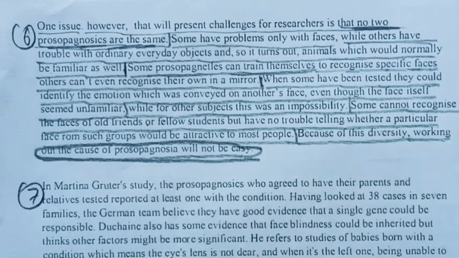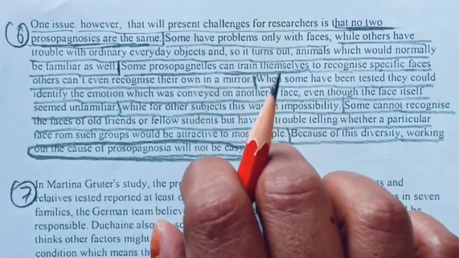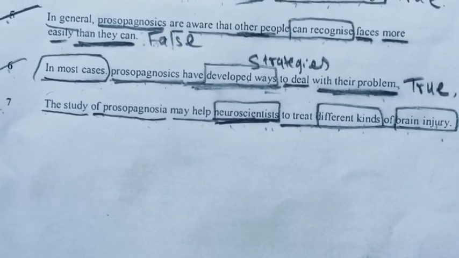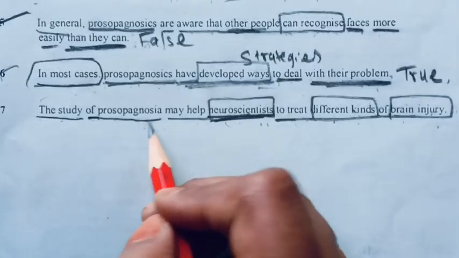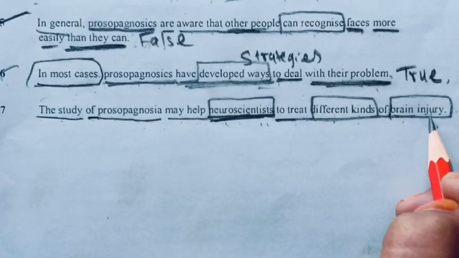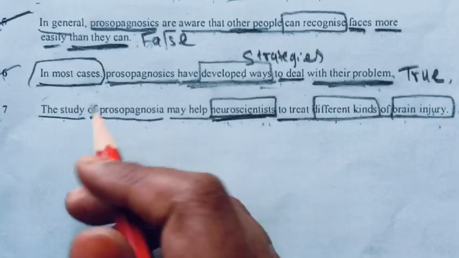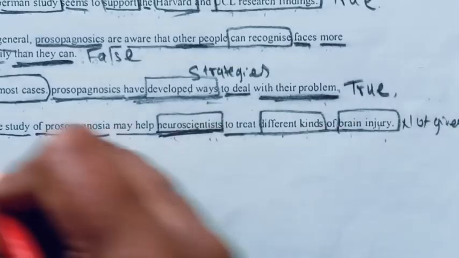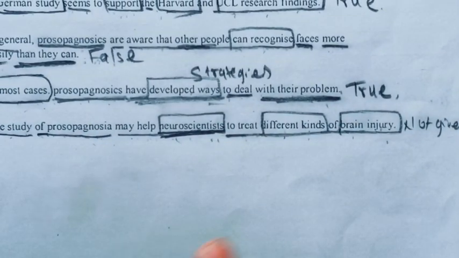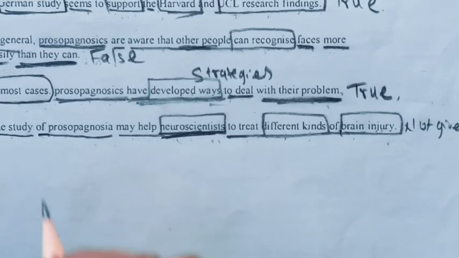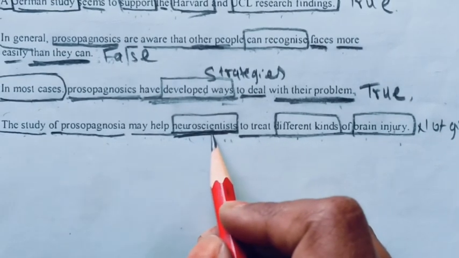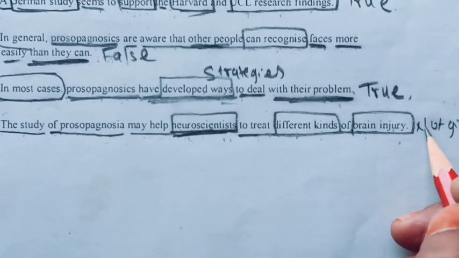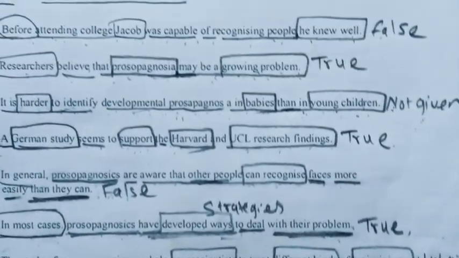So we are getting so many things from this paragraph, but we have not seen anything regarding the study of prosopagnosia may help neuroscientists to treat different kinds of brain injury. So we will write not given in front of 7 in our answer sheet. Why have we written not given? Because we have not seen anything regarding this. I hope you have understood why we have written not given here. So with this we have completed our true false not given.